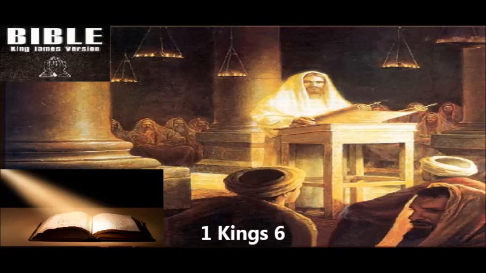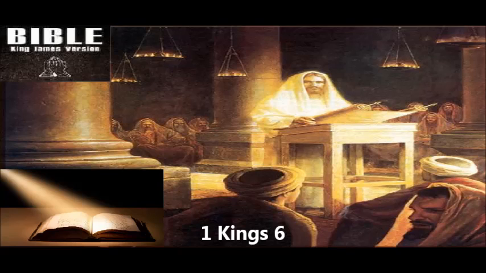And within the oracle he made 2 cherubims of olive tree, each 10 cubits high. And 5 cubits was the one wing of the cherub, and 5 cubits the other wing of the cherub. The other wing of the cherub, from the uttermost part of the one wing unto the uttermost part of the other, were 10 cubits. And the other cherub was 10 cubits. Both the cherubims were of one measure and one size. The height of the one cherub was 10 cubits, and so was it of the other cherub.